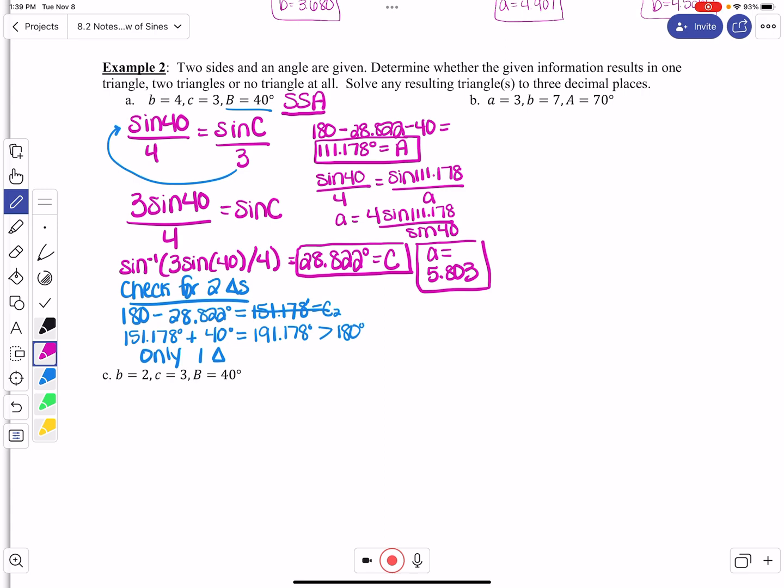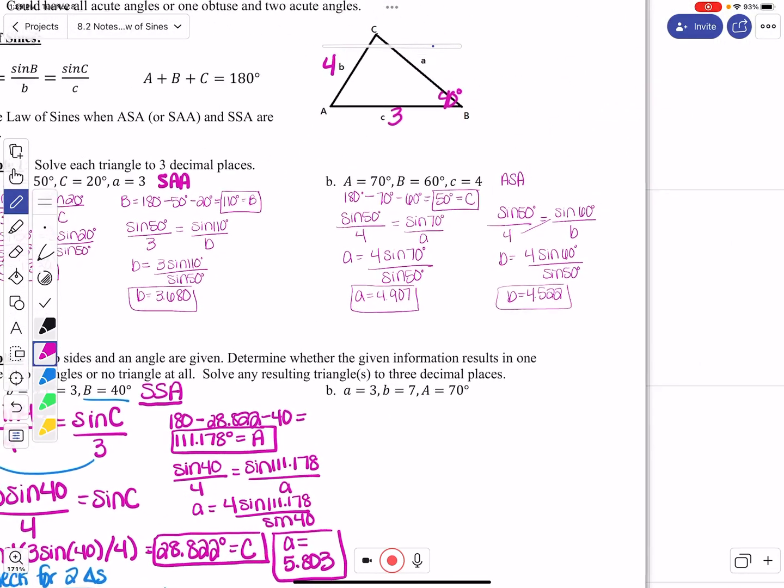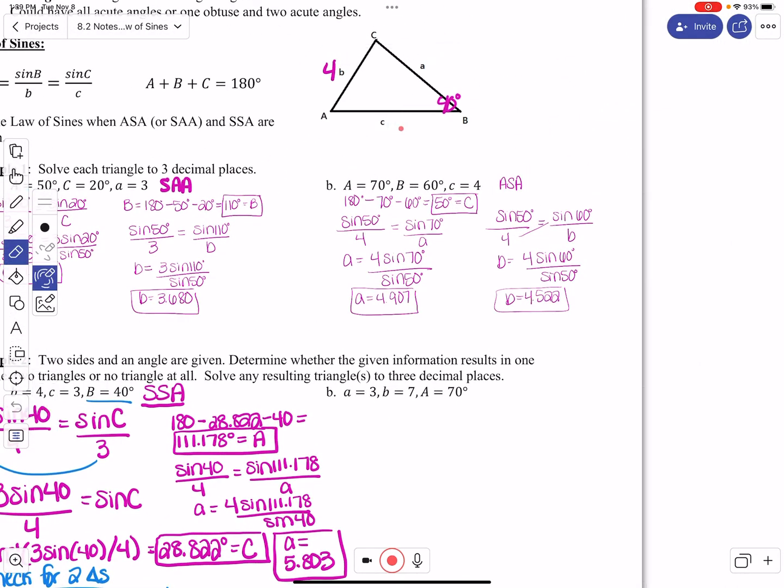Okay. So on our next one, again, if I look at this, I can see what pattern it's forming here. So little a is 3, B is 7, and my angle is 70. So I can see again that that is side-side-angle.